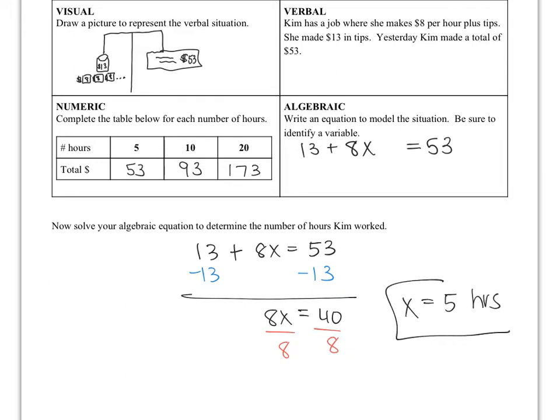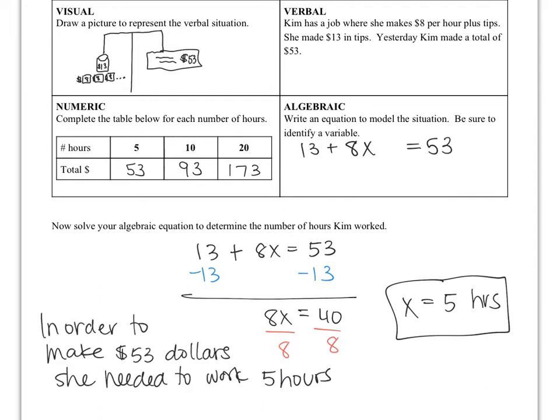And so that would mean if I were to maybe write this answer in a verbal way, I could say that in order to make $53, she needed to work 5 hours.